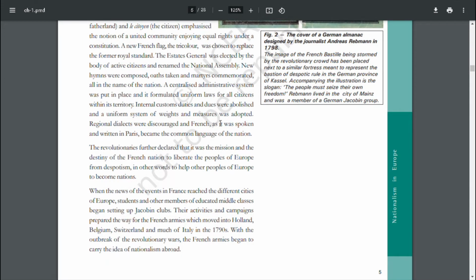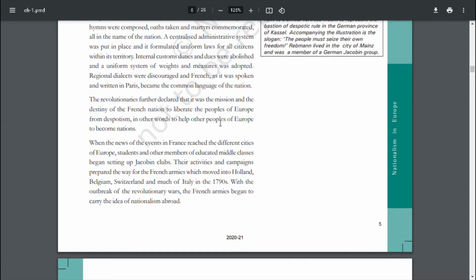The Estates General was elected by the body of active citizens and renamed the National Assembly. New hymns were composed, oaths taken, and martyrs commemorated, all in the name of the nation. A centralized administrative system was put in place and it formulated uniform laws for all citizens within its territory. Internal customs duties and dues were abolished and a uniform system of weights and measures was adopted. Regional dialects were discouraged and French, as it was spoken and written in Paris, became the common language of the nation.